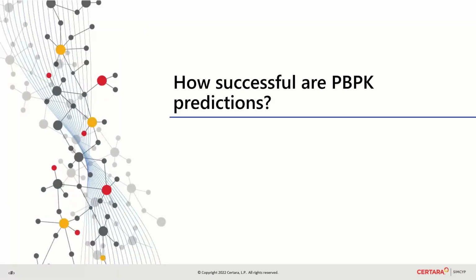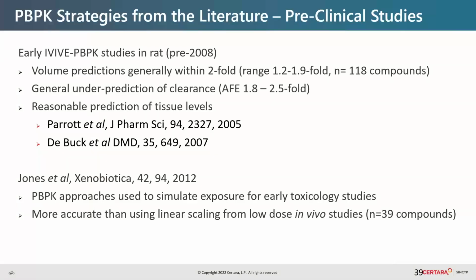So if we think about how successful PBPK predictions are, there's quite a lot of literature out there. This is just summarizing some of it, looking in particular at preclinical studies. Generally, volume predictions are within twofold. There can be under prediction of clearance, and I'll talk about this a bit more when we talk about the human clearance prediction. But commonly now, people account for any known systematic under prediction within in vitro systems.